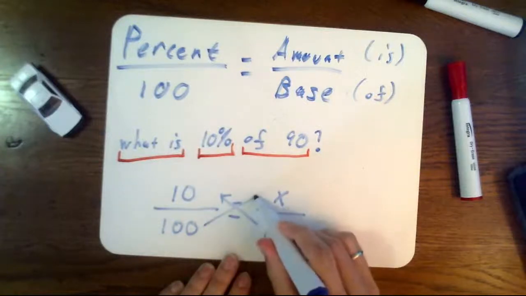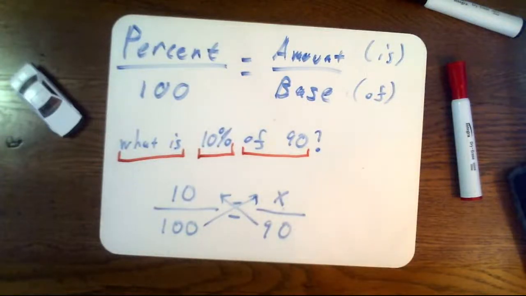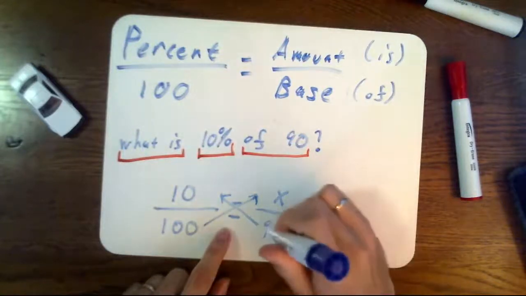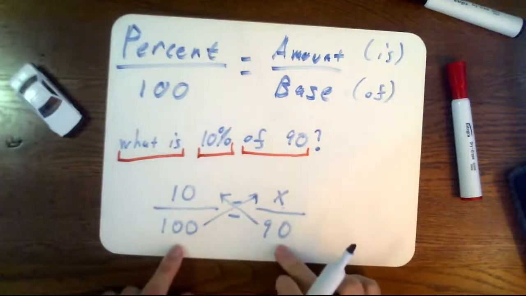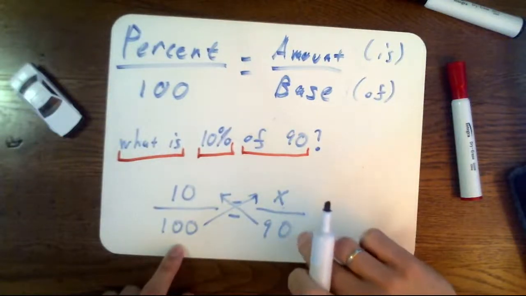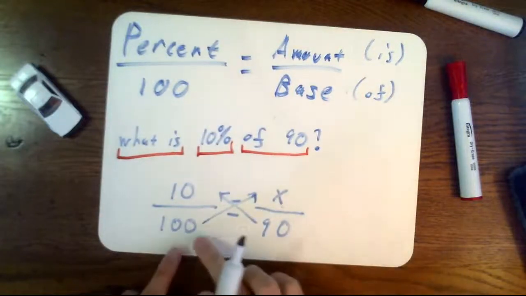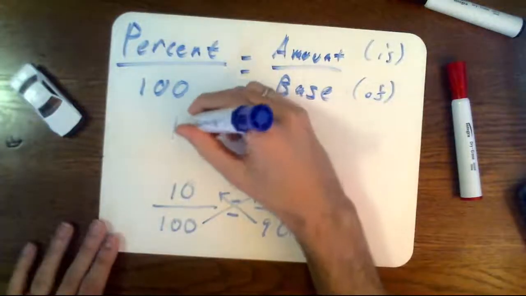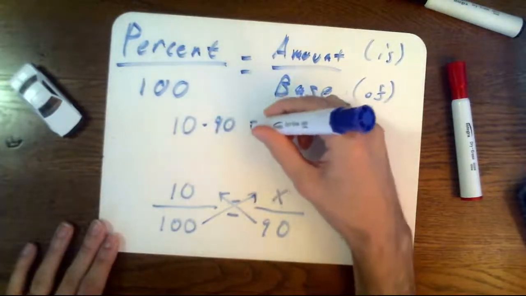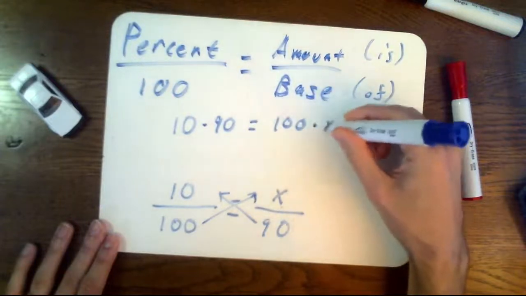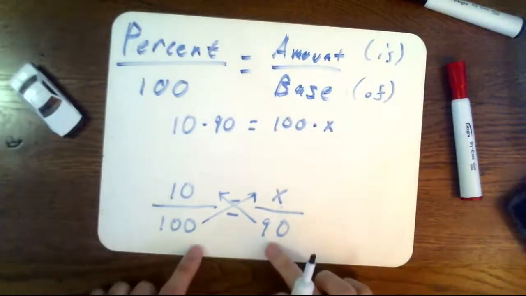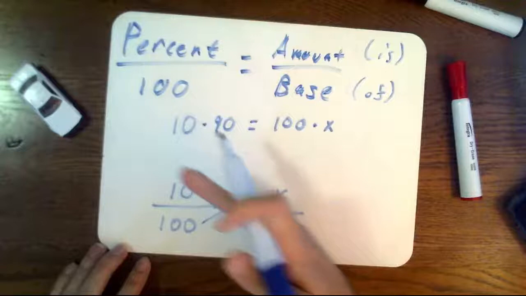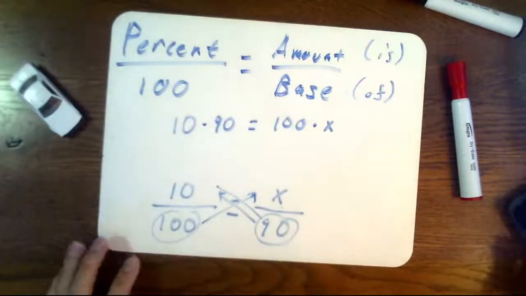So the next thing that you're going to want to do is called cross multiplying. Cross multiplying only works if there's an equal sign in between. Basically what you're doing is getting rid of both denominators at the same time. You have to multiply 90 up here to the top, and you have to multiply 100 over here. So this is going to look like 10 times 90 equals 100 times x. So remember the crisscross, you're taking whatever's here and moving it diagonally up.